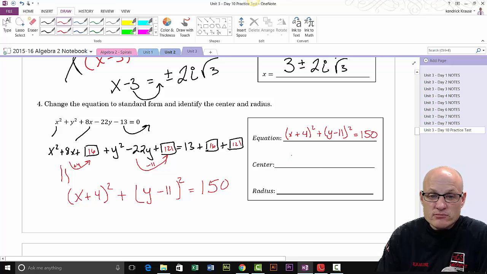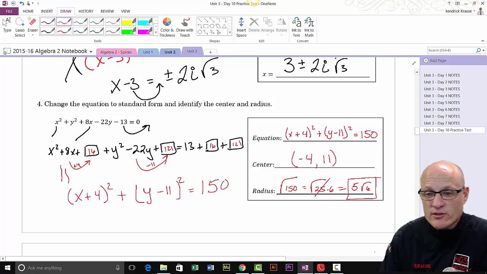What's my center? My center is negative 4, comma, positive 11. And my radius is the square root of 150, but I really shouldn't leave it like that. That's really the square root of 25 times 6, which is, of course, 5 square roots of 6. And that's my radius. There she is, kids.